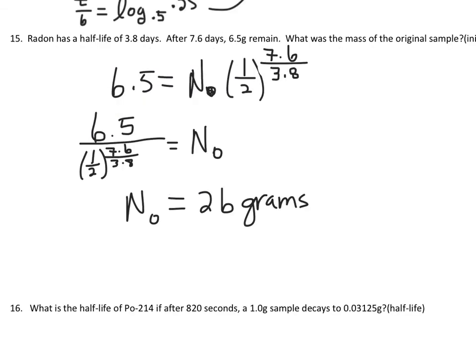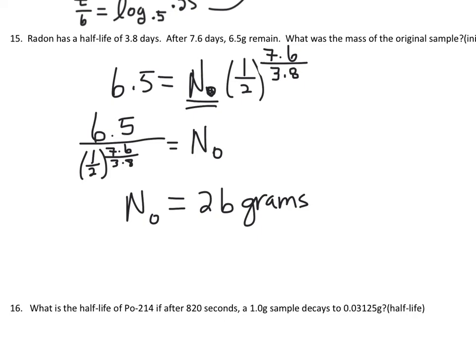All right, for problem 15, we have that radon has a half-life of 3.8 days. After 7.6 days, 6.5 remain. What was the mass of the original sample? So we're looking for the initial amount. This would be N sub 0 or A sub 0, whatever the initial amount is, always in this position. So we're going to call it N sub 0, and we're solving for that.